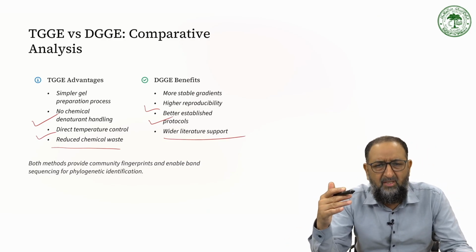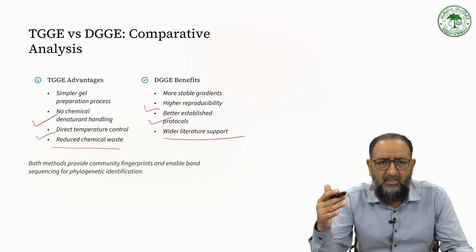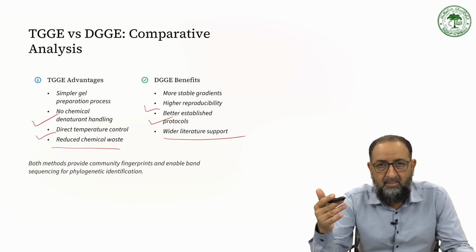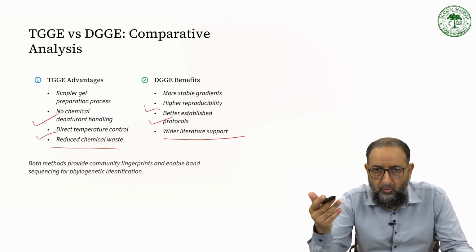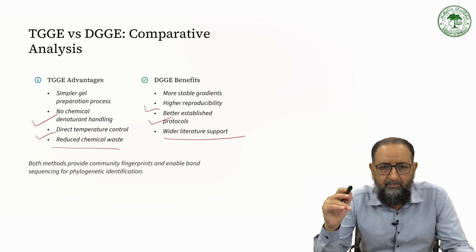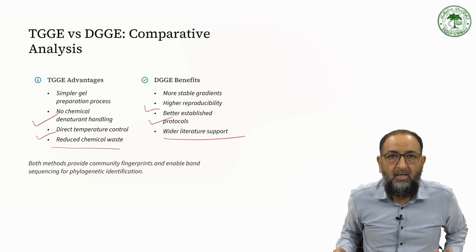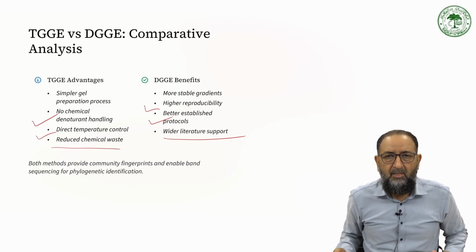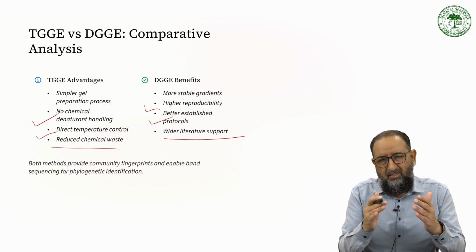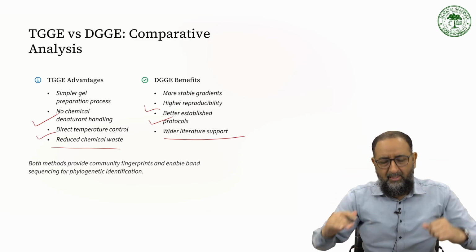So these are some benefits and advantages of TGGE and DGGE in terms of the use of these techniques in your own lab, in your own course, on your own practical side. But both methods provide community fingerprinting and enable band sequencing for phylogenetic identification. So you make differentiations of mutations and variations in these two just by differentiating the banding patterns.